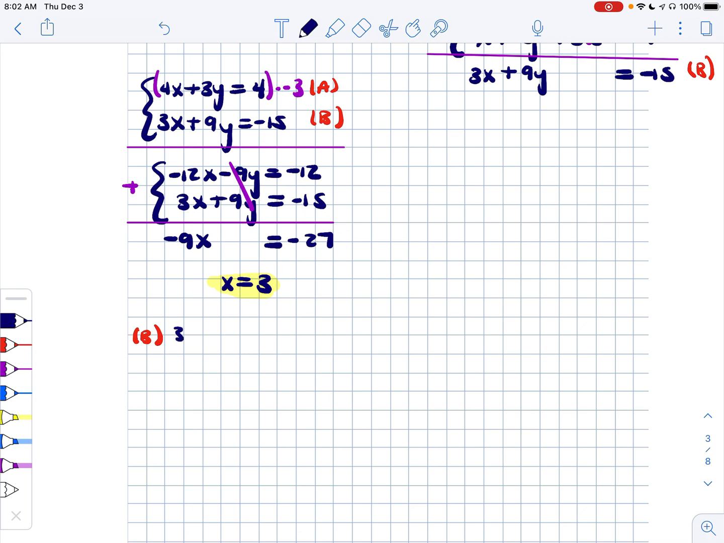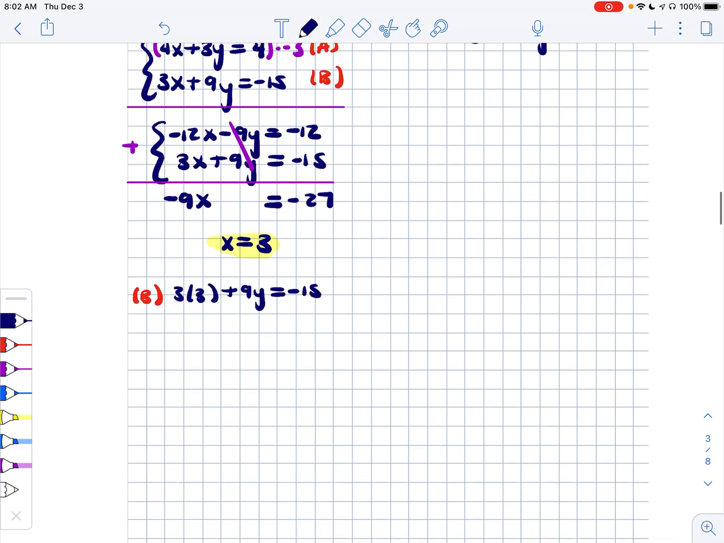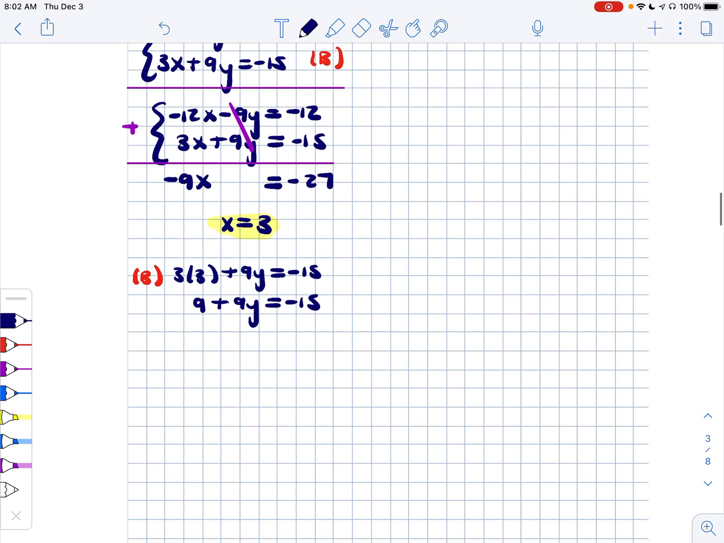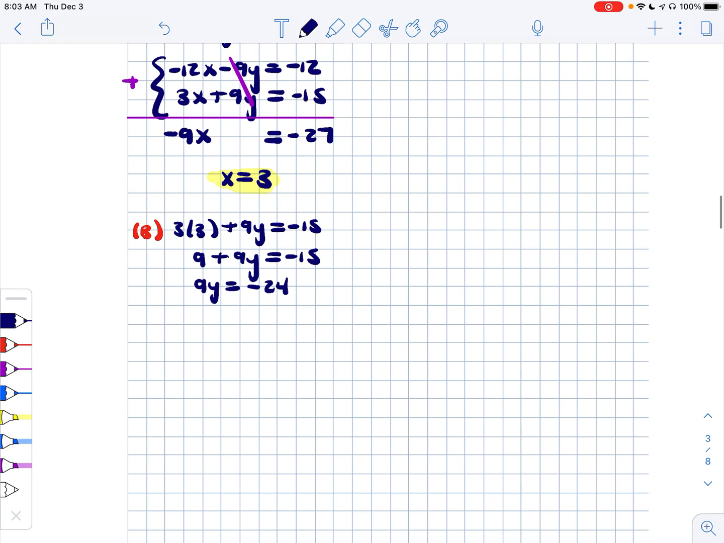All right, so we would have 3 times 3 plus 9y equals negative 15. So 9 plus 9y equals negative 15. Subtract the 9 over, and we get 9y is equal to negative 24. Divide by 9 on both sides. So negative 24 over 9 would reduce to negative 8 over 3. So that is our y variable.